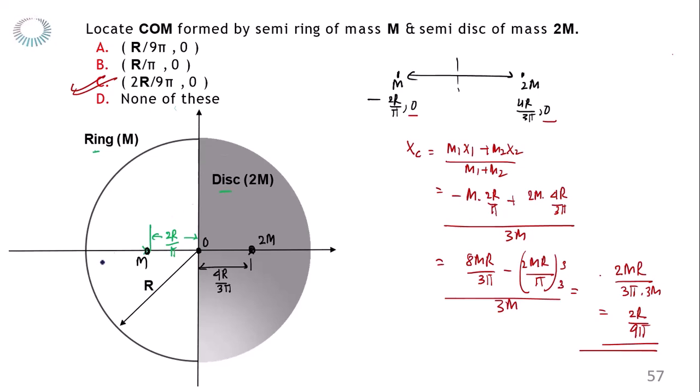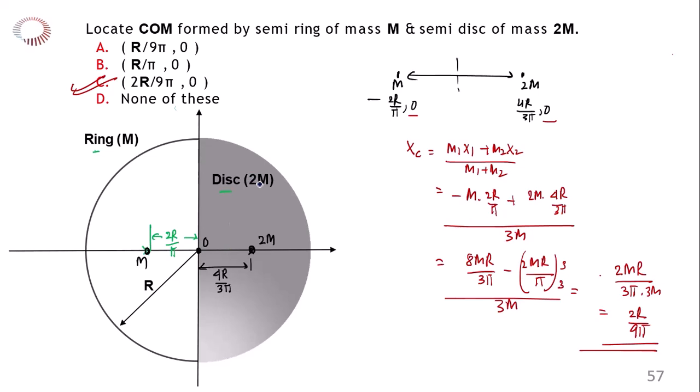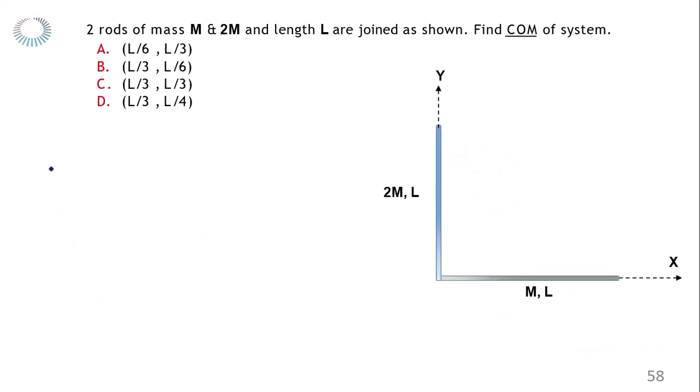The center of mass is always shifted towards the heavier mass, that is, towards the 2m mass. So now the final center of mass is over here. This is the position of the final center of mass, towards the heavier mass, because I am getting the final center of mass as a positive number. So this distance is 2r by 9 pi from the origin. That is your answer.